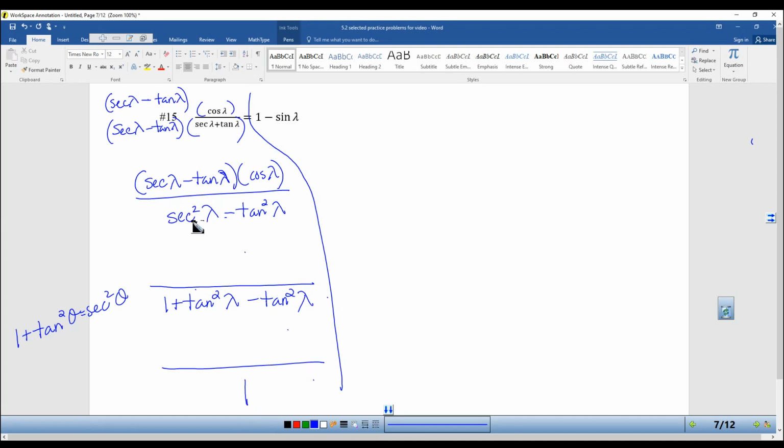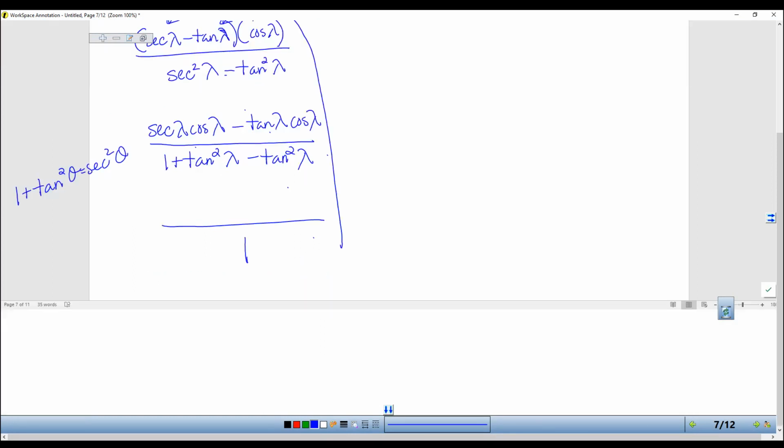But you might have it written down that secant squared minus tangent squared is equal to 1, and then you'd skip this intermediary step. I'm going to distribute, even though it's on the back side there, you can still distribute. So I have secant of lambda cosine of lambda minus tangent of lambda cosine of lambda. And then the bottom is 1, so I can almost cancel that out, but I'm just going to rewrite this step so I don't lose anybody.